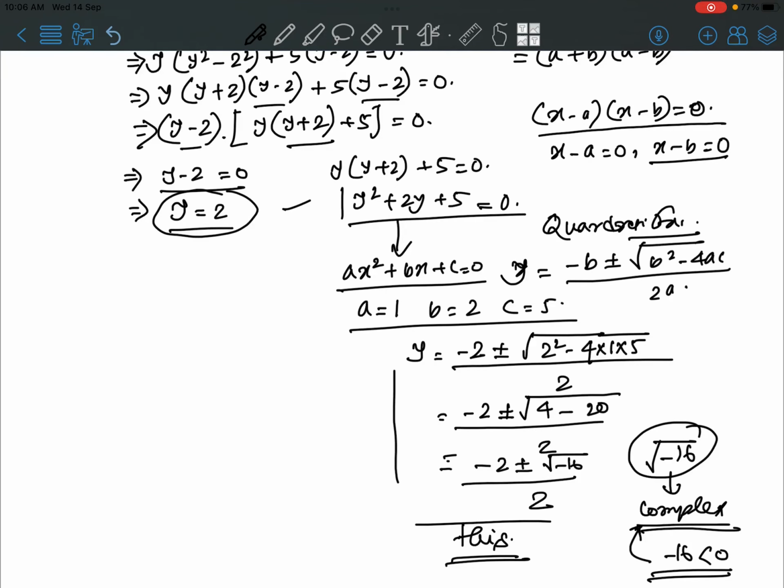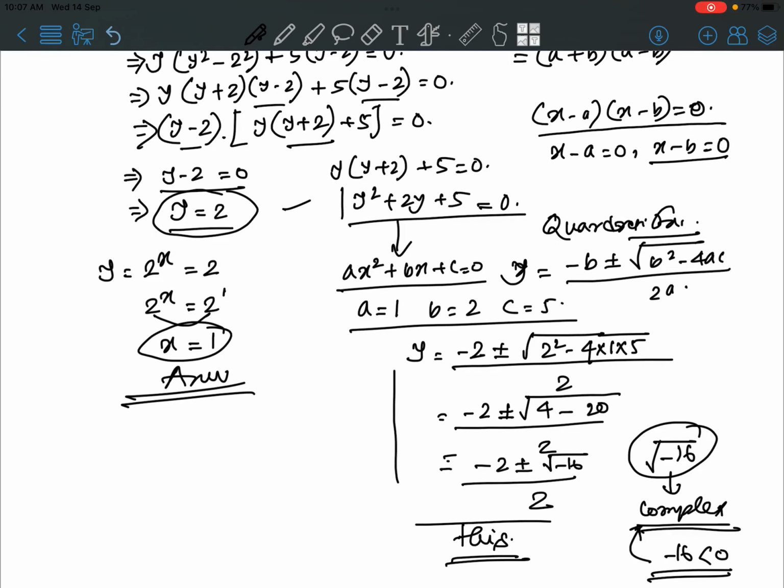So what was y at the inception? y was equal to 2 to the power x. So 2 to the power x equals 2, which means 2 to the power x equals 2 to the power 1. As the bases are equal, we can write x equals 1. So in this case, the answer is x equals 1.